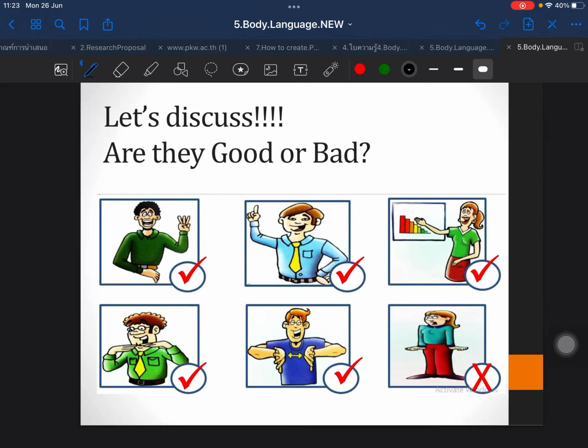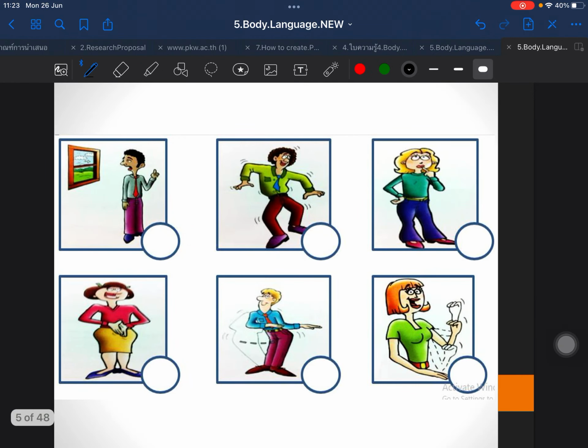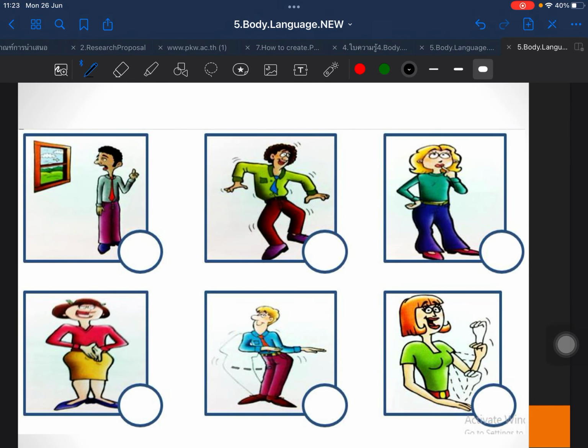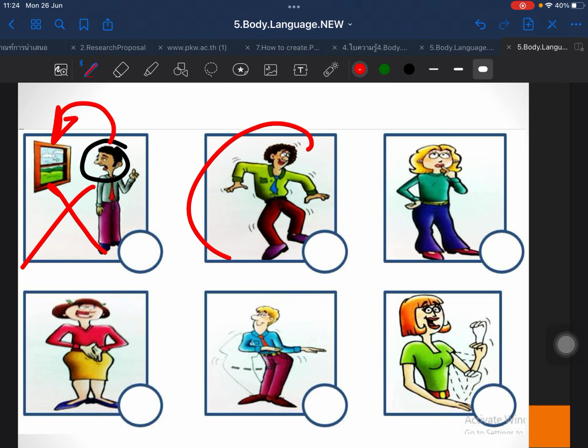Let's move on to the next one. All of them, as you can see, the first one, when he is giving the presentation, he also looks at the window, seeing the birds. That is not a good posture. And also dancing like this, right? When you give a presentation and you move like you are dancing, that means you are showing nervousness again.